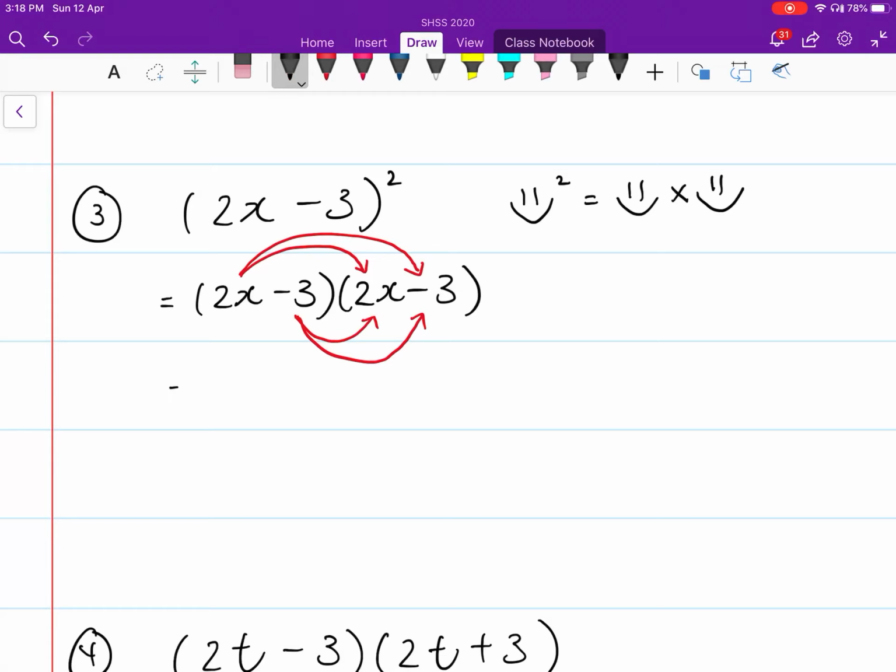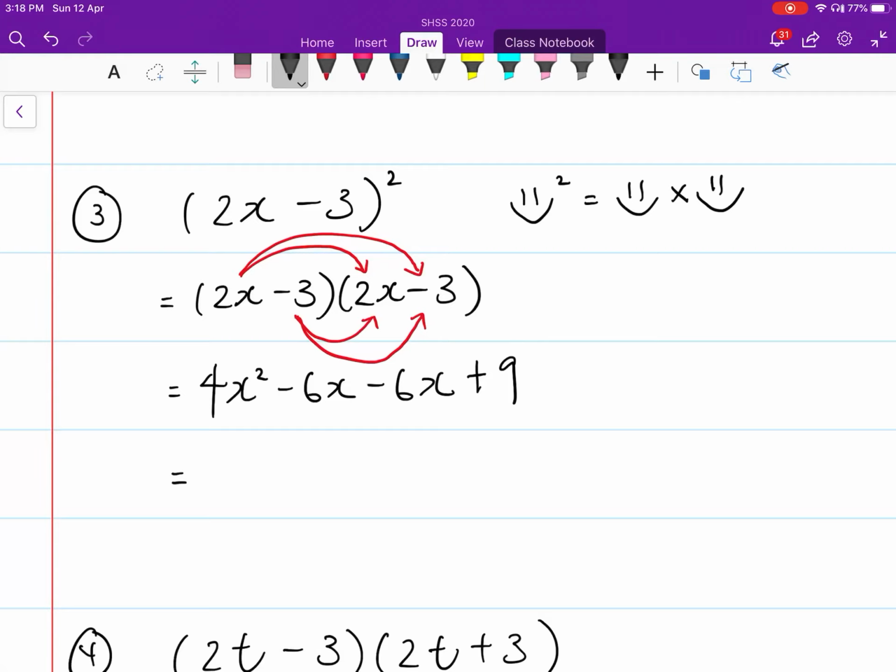Now let's do the expansion. 2x times 2x, don't forget to multiply the 2. 2 times 2 is 4, x times x is x squared. So 2x times negative 3 is negative 6x. Negative 3 times 2x is negative 6x. And negative 3 times negative 3 is positive 9.